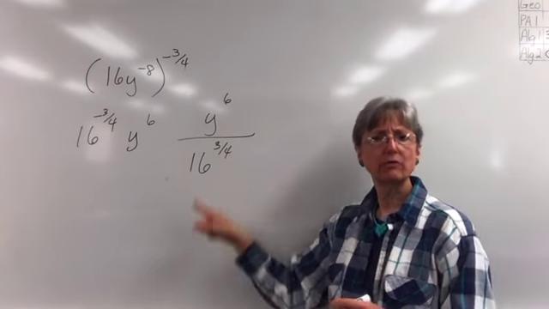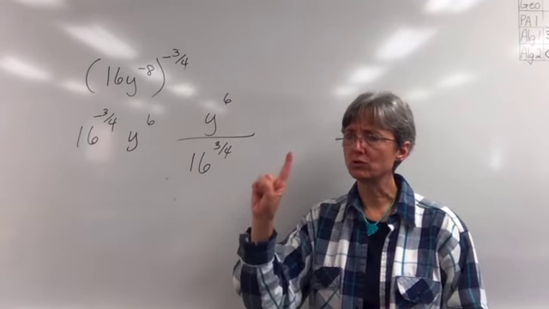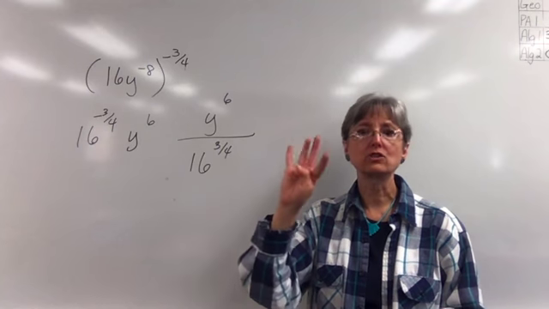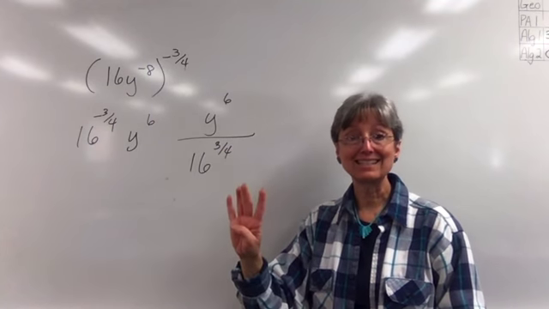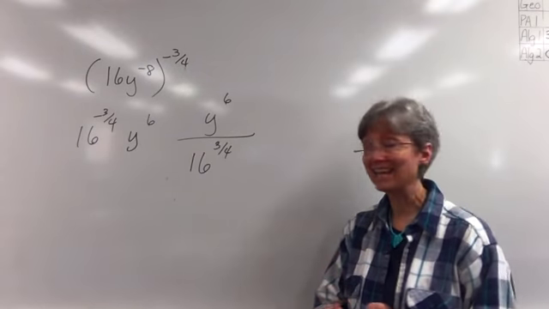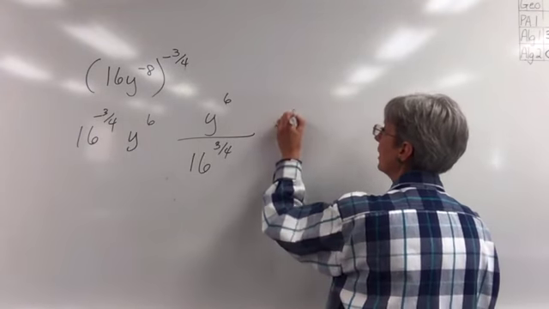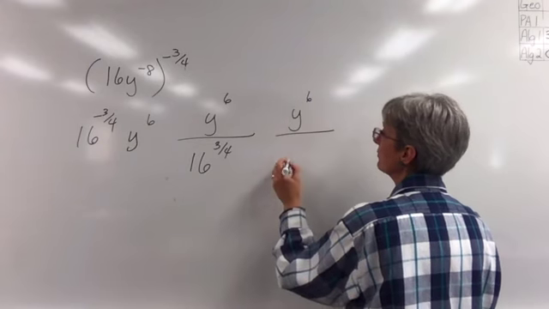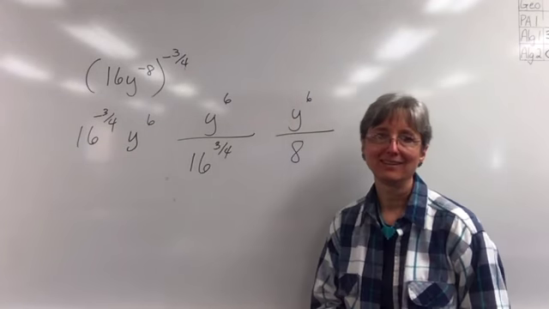Now look, is there a 4th root of 16? Check your 2's. 2, 4, 8, 16. Sure enough, the 4th root of 16 is 2. 2 to the power of 3, 2, 4, is 8. So I have y to the 6th over 8.